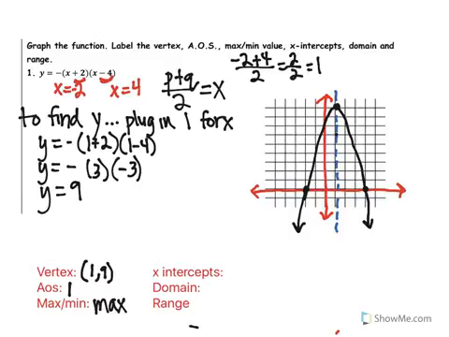What are my x-intercepts? Let's fill that data in. -2 and 4. Perfect.